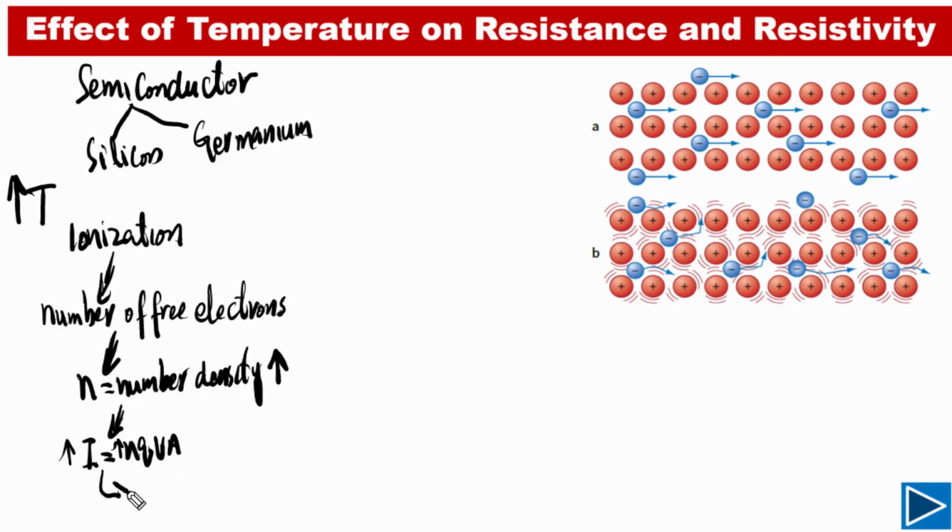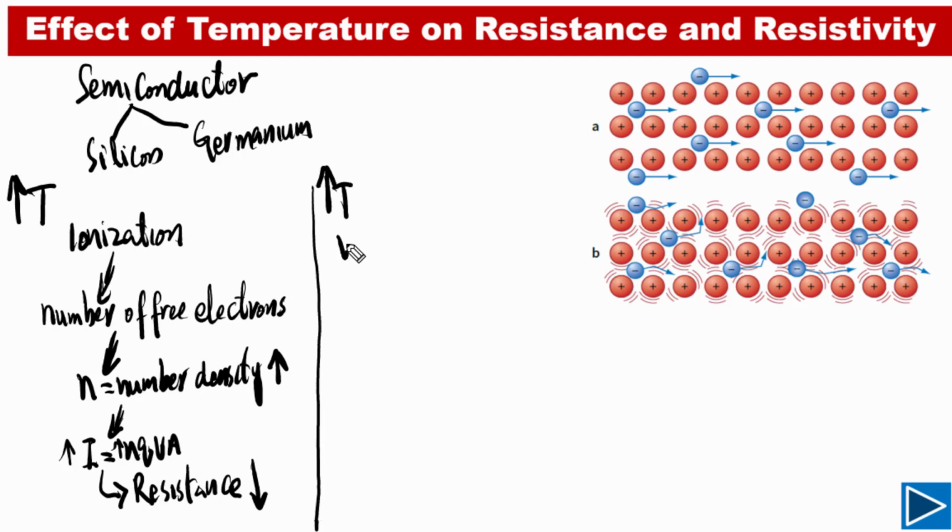If current increases, it means that resistance decreases. So we will write down: resistance decreases when temperature increases. Very similar to conductors. The second thing we need to understand is that when temperature increases, vibrations of ions increase.